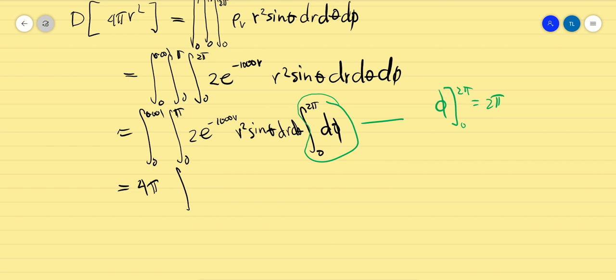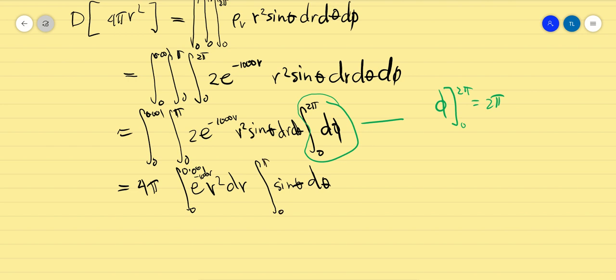Then what will be the next? We can choose the other angle. R here is constant. So r squared and dr, and what is the remaining? We also have e raised to negative 1000 r. So here, the only remaining function will be sine theta and d theta, and this is from 0 to pi.